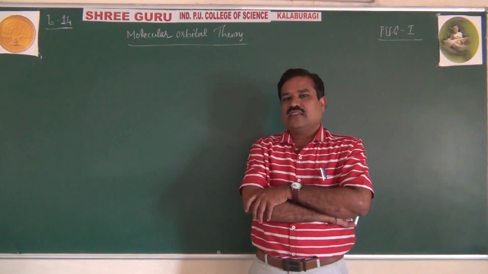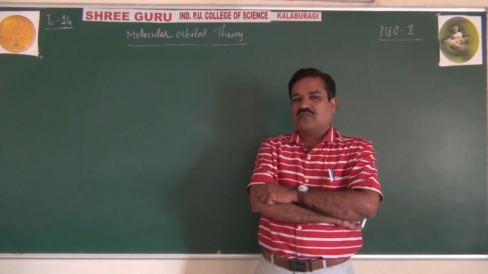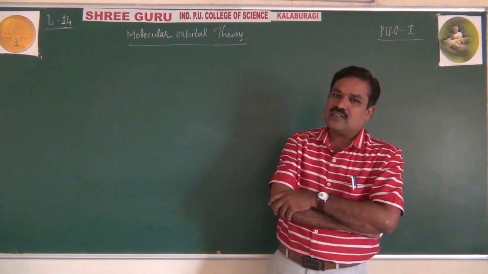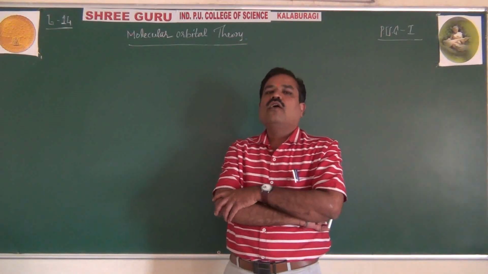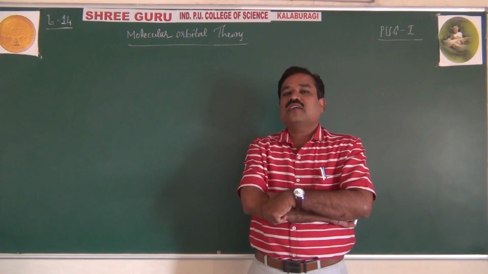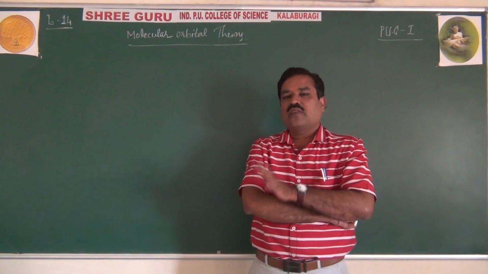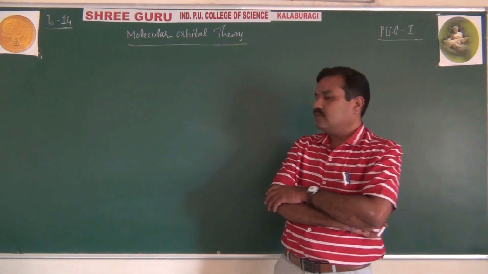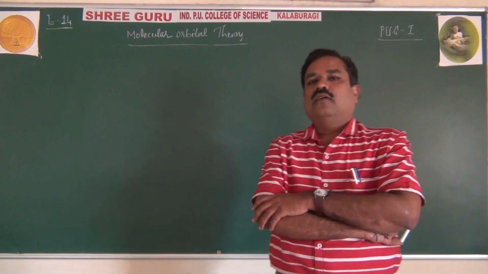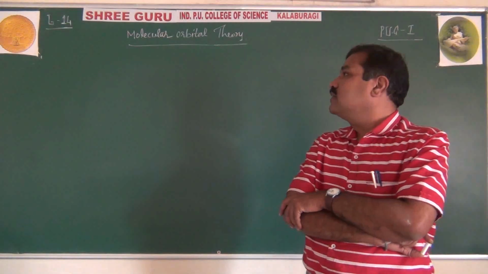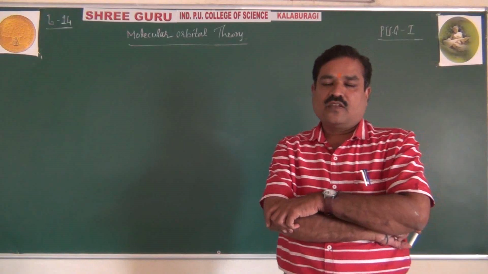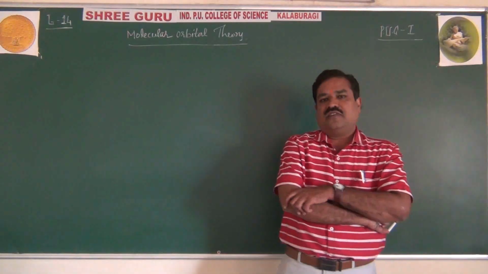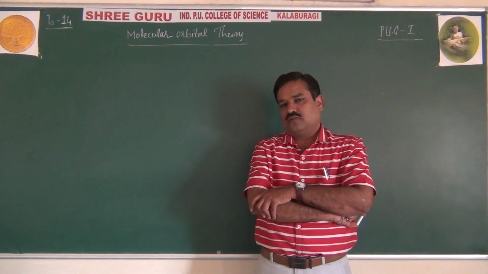Resonance, I told you already, is nothing but delocalization of pi electrons or shifting of pi electrons or sigma electrons from one position to another position. Why? So as to become stable. Now, without wasting time, we will take up the last part of chemical bonding, that is molecular orbital theory. See, why is there a need for MOT?